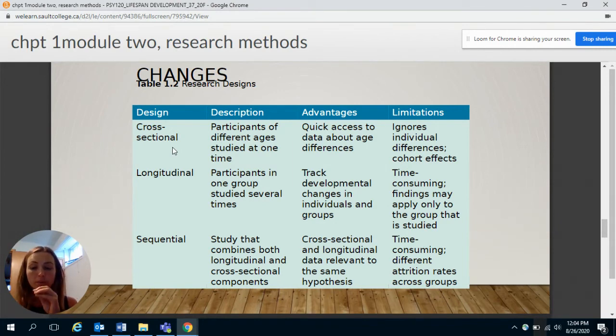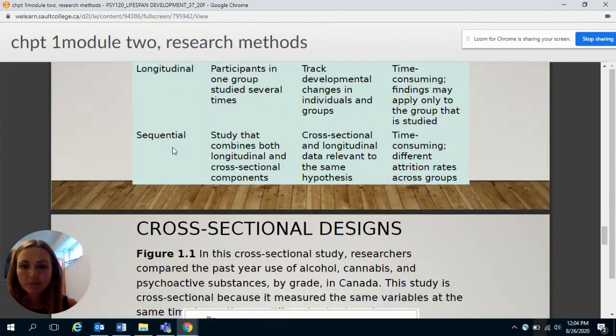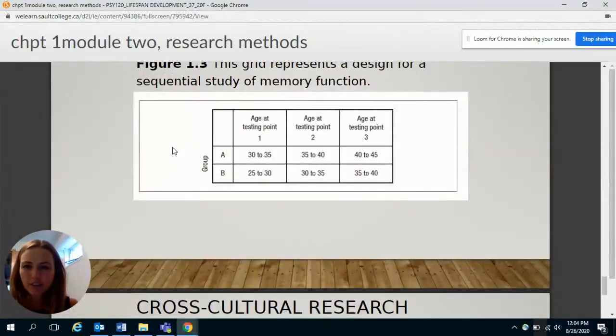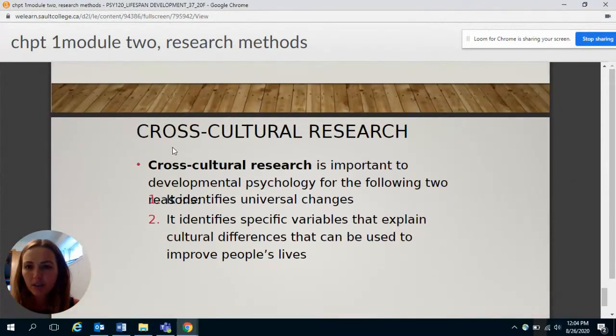Longitudinal, you have one group of people being studied over a span of time, and then sequential is a mixture of both of those. And then there's just some charts there that I will let you read through.